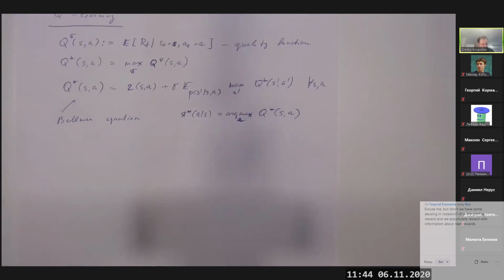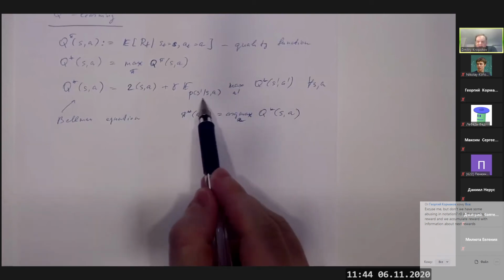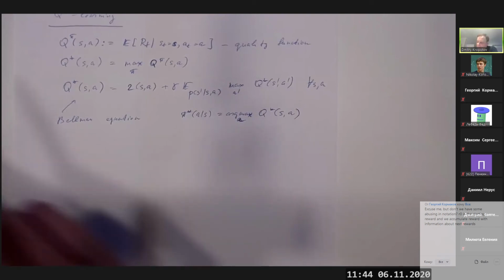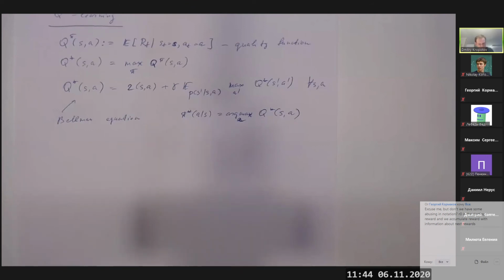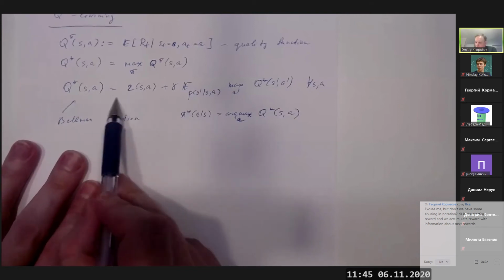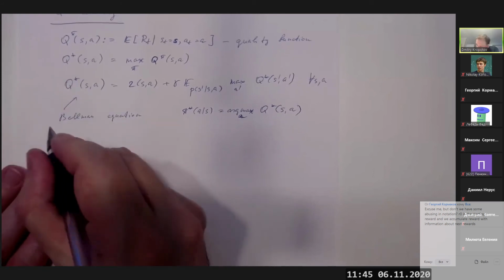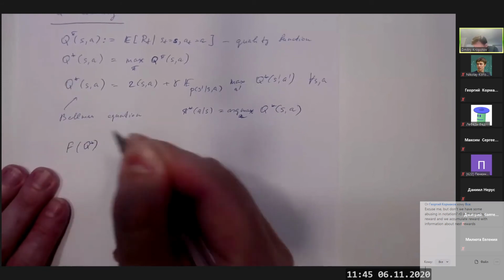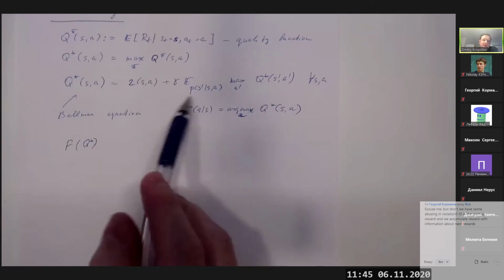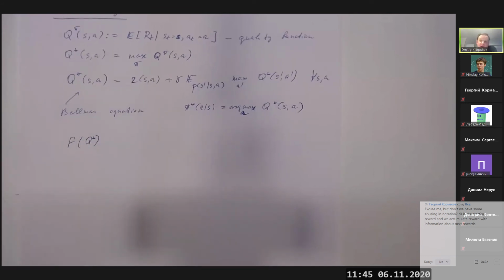Okay, so now we say that we are not able to calculate this expectation directly. We do not have access to this probability distribution, but instead we are able to somehow sample from this distribution. How to solve this Bellman equation in the case of sampling? Usually people do the following thing. Let's transform this problem into a regression-like problem.